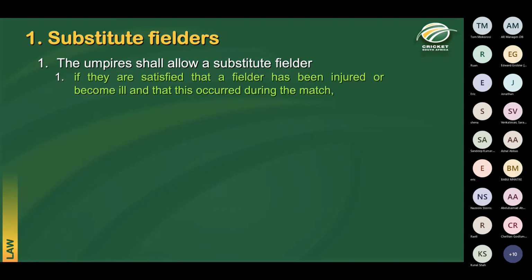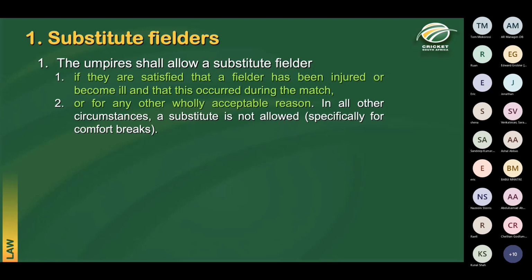If the umpires are satisfied that a fielder has been injured or become ill and that this occurred during the match, or for any other wholly acceptable reason, then they shall allow a substitute. In all other circumstances, a substitute is not allowed. Specifically, the law mentions comfort breaks. A player cannot just go off the field because they need the toilet. Yes, they can go off the field if they need the toilet, but the law tells us you're not allowed a substitute if that's the case.